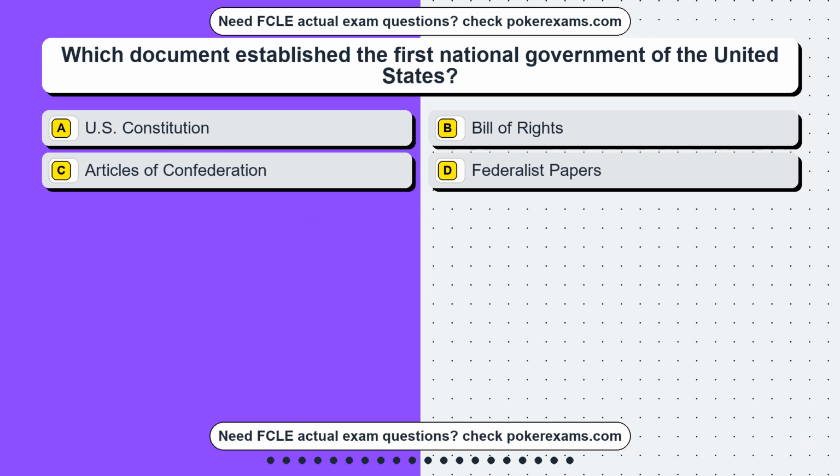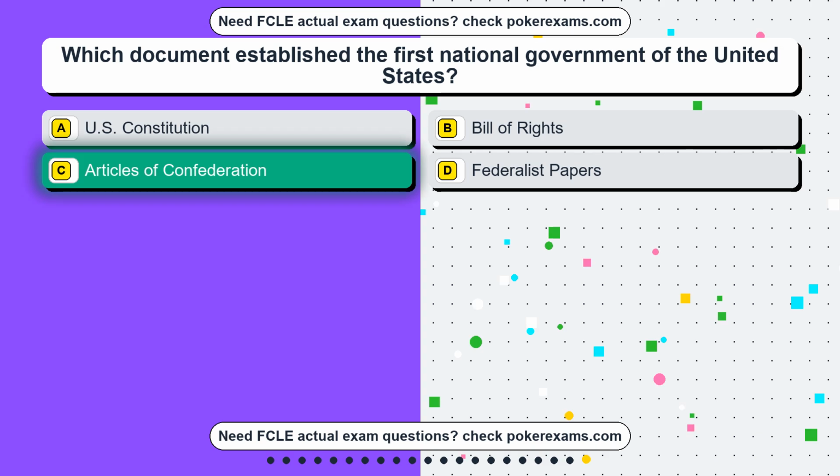Question 7. Which document established the first national government of the United States? Option A, U.S. Constitution. Option B, Bill of Rights. Option C, Articles of Confederation. Option D, Federalist Papers. The correct answer is option C, Articles of Confederation.